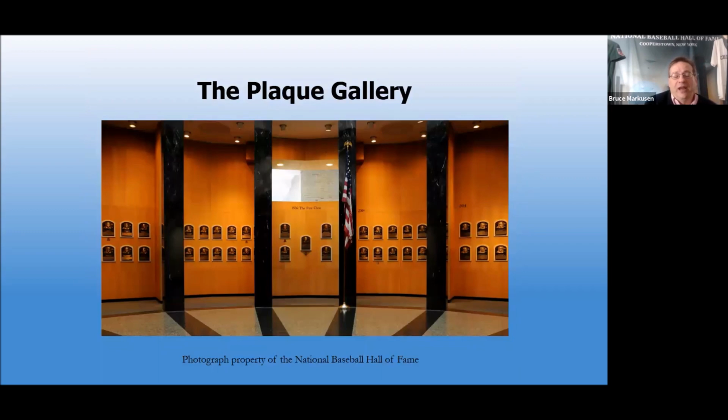Inside the Hall of Fame, the centerpiece is our plaque gallery. This is where we feature the 329 bronze plaques, and they honor each of our Hall of Fame members.